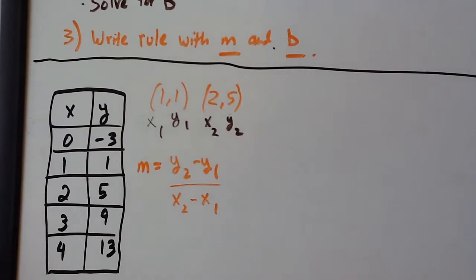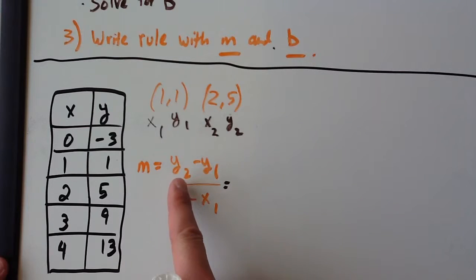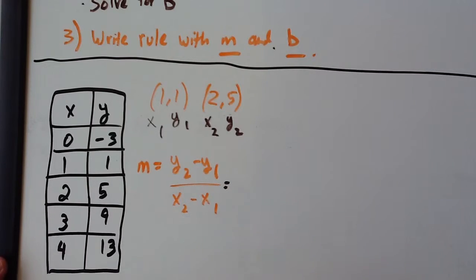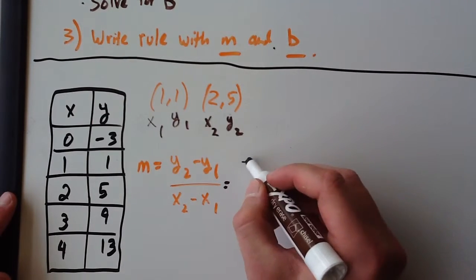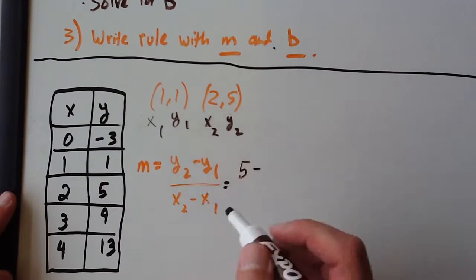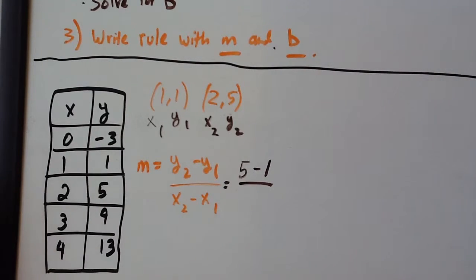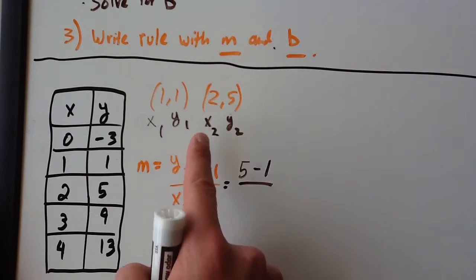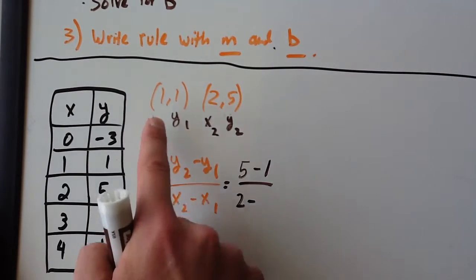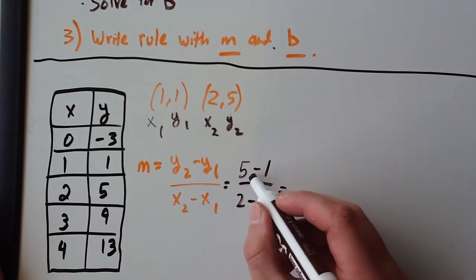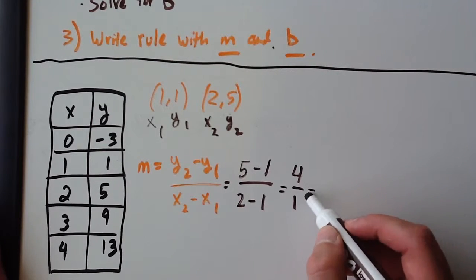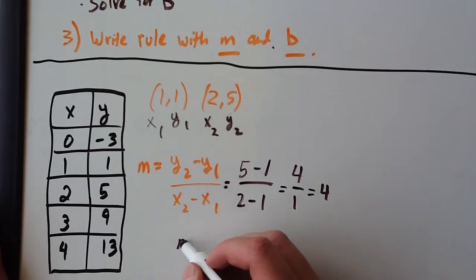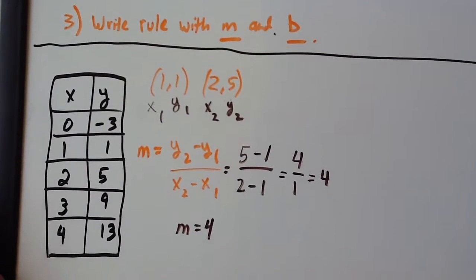Now that I've labeled the parts, I'm going to plug it into the slope formula. So slope is equal to y sub 2 minus y sub 1 over x sub 2 minus x sub 1. So y sub 2 is 5, subtracted by y sub 1, which is 1. That's my numerator, 5 minus 1. On the bottom, x sub 2 is 2, and x sub 1 is 1. So slope is 5 minus 1, which is 4, over 2 minus 1, which is 1, and 4 over 1 is 4. So my slope, my m, is 4.